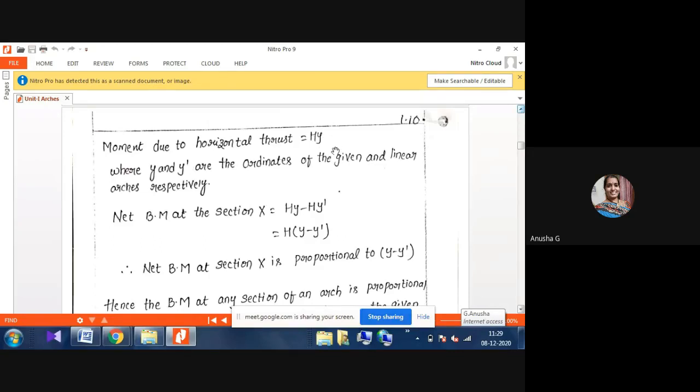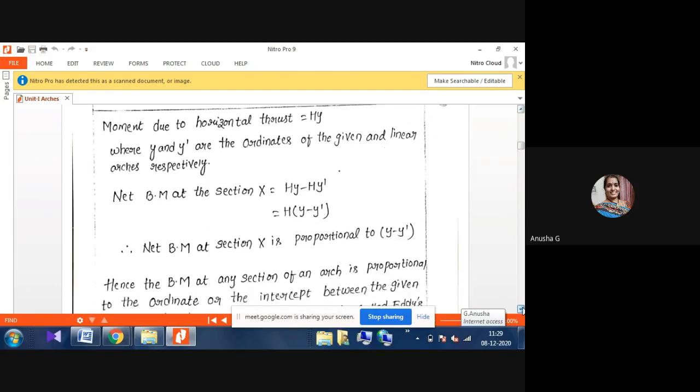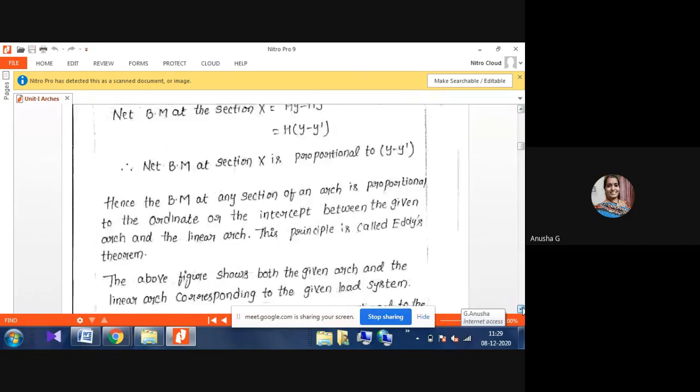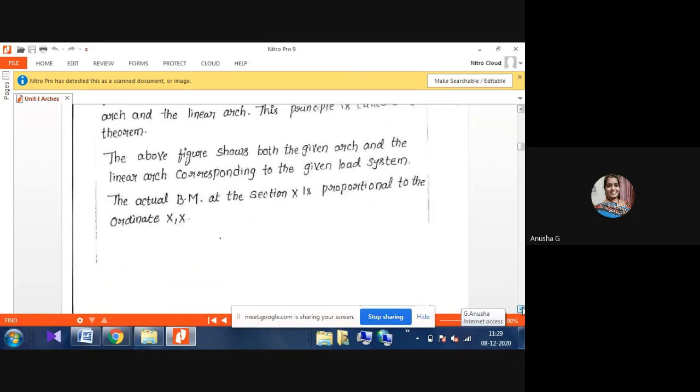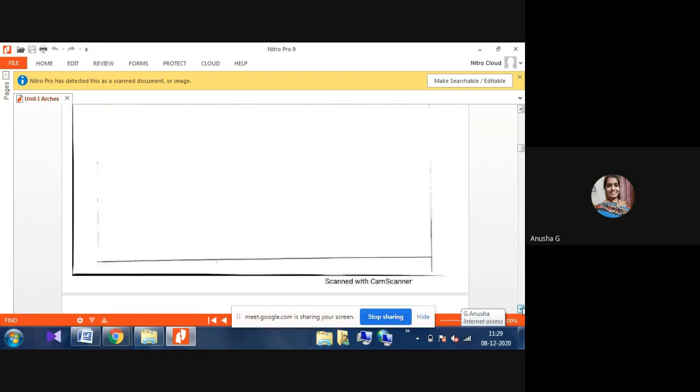H is the horizontal reaction at a particular point, and Y is the vertical distance. Suppose we take a section at XX; then we will get H into Y minus H into Y dash. This Y and Y dash come from considering the proportion. For a distance of XX, we are considering Y dash.